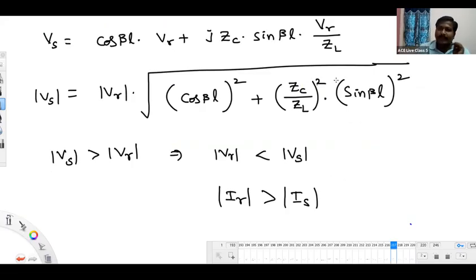Less than 1 square into sine square beta L plus cos square beta L. This whole number will be less than 1. So the square root of that, less than 1, into VR is equal to Vs. So definitely the Vs value will be less compared to VR. Mod Vs value will be less compared to mod VR, we can say.